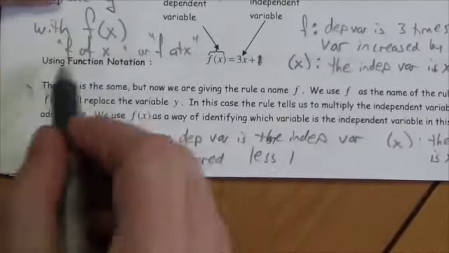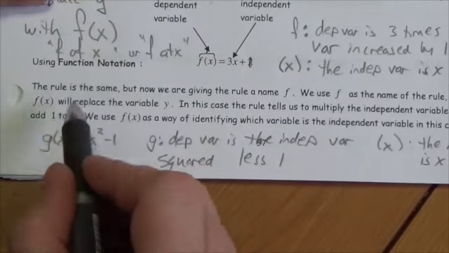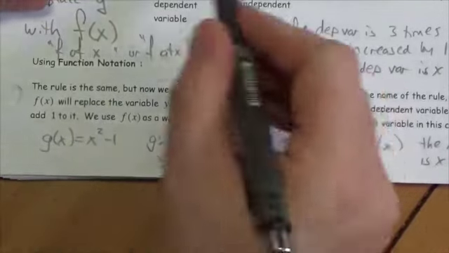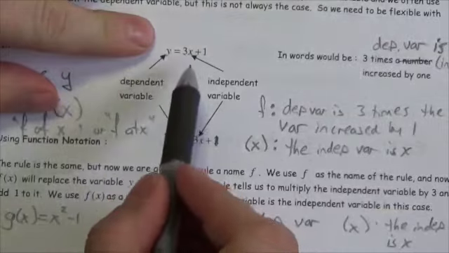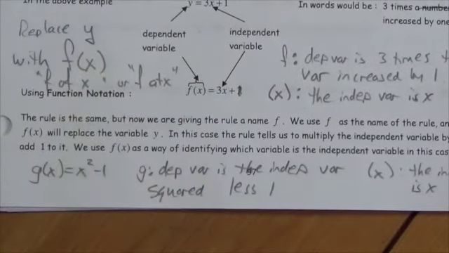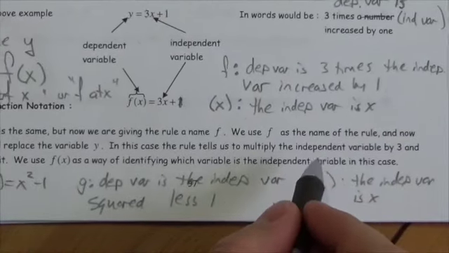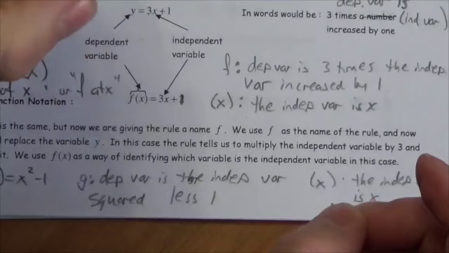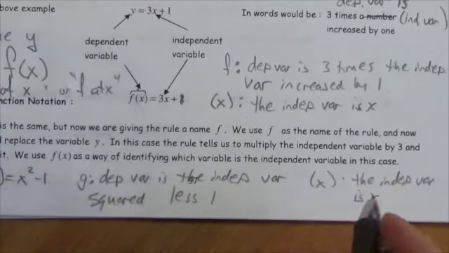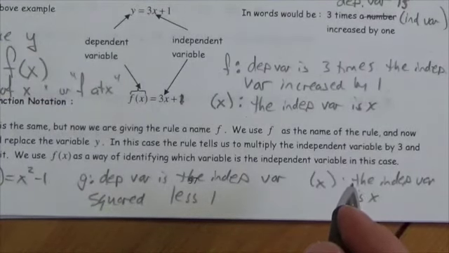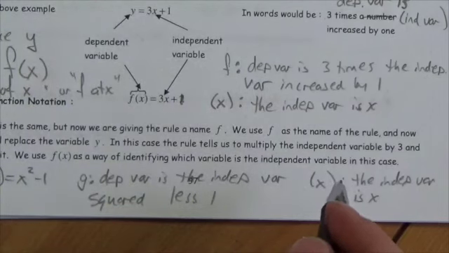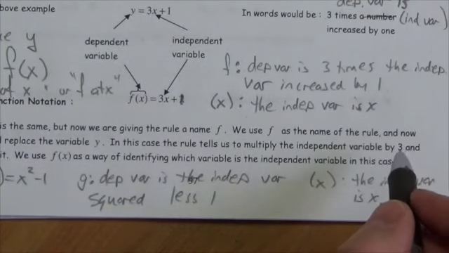So let's zoom out a little bit and talk about this, using function notation. What does it say? Well, the rule is the same. Whether you're talking about y equals 3x plus 1 or f of x equals 3x plus 1, the rule is the same. But now we're going to give it a name, f. F is the name of the rule. F represents the rule, and the best way to describe that is that it represents the rule in words. That might give you the clearest understanding of that.